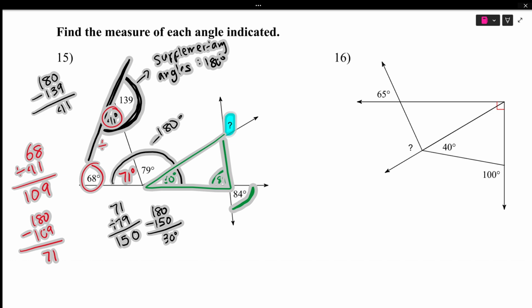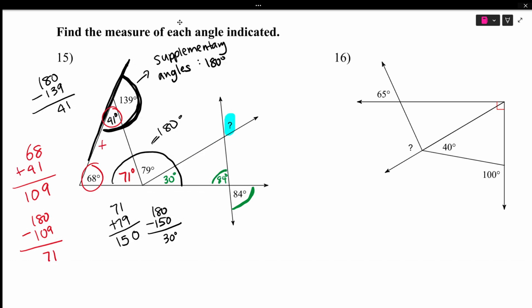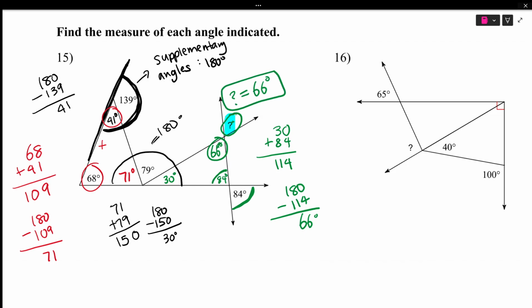I see a triangle in here, so I'm going to follow the same steps. 30 plus 84, that's 114. And all three of those angles are 180, so 180 minus 114, that is 66. Yeah, that's 66. Sorry. So that's 66 degrees. Wait, this is 66. These are vertical angles. So that's 66. The question mark also has to be 66 degrees. Okay? Final answer.